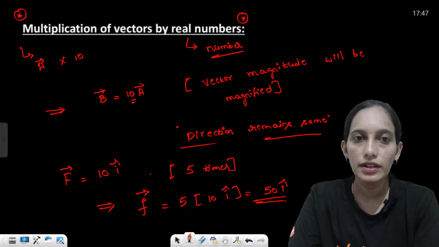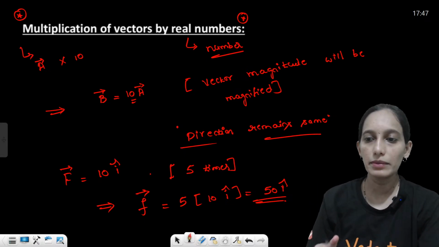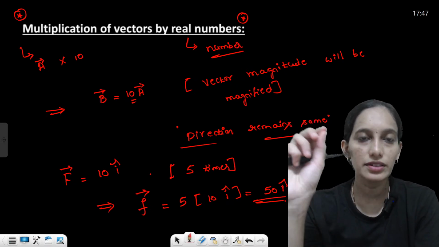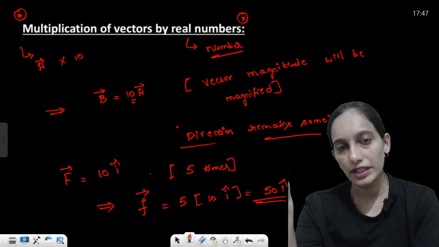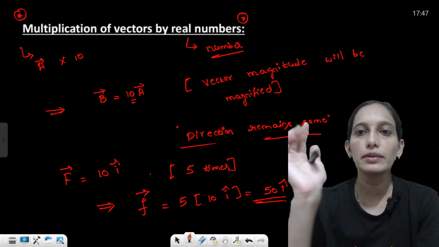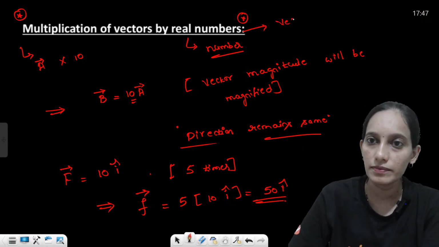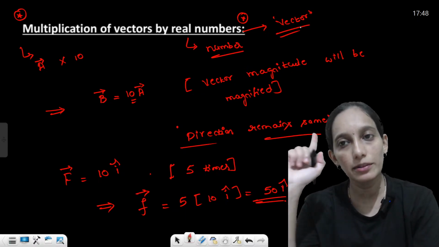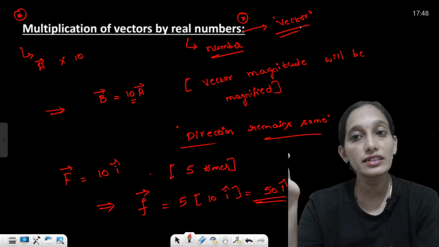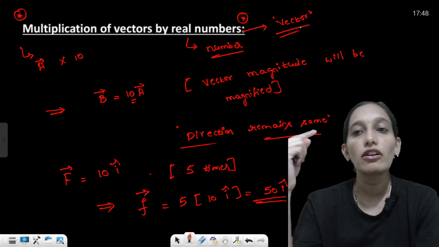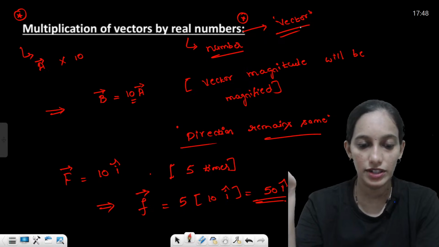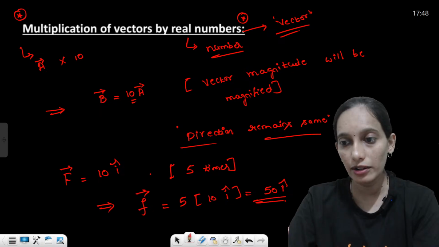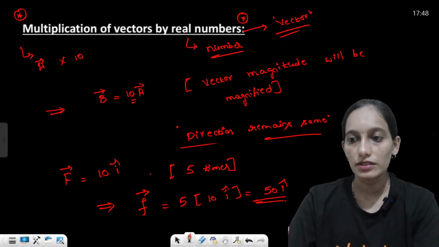Okay, so this is a simple multiplication by a real number. As I said, there are different types of multiplication, like vector to vector multiplication. If you multiply a vector by a real number, it is always going to give you a vector. But if you multiply two vectors, there can be a scalar or there can be a vector. Yes Chetan, thank you. So that is how the different types of vector multiplication are.